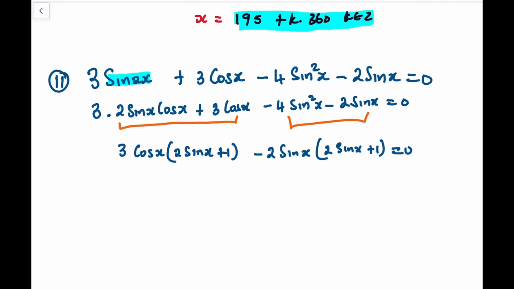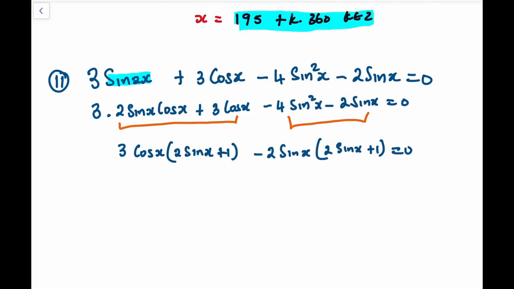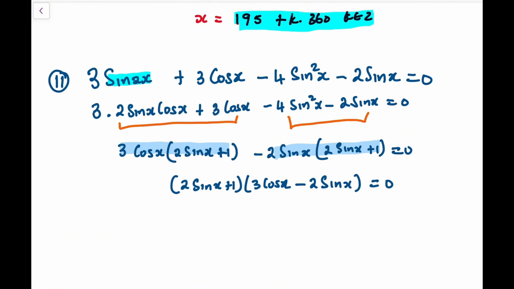Now, you will notice that we now have 2 terms after we have taken out the common factor. So this is our term number 1. This is our term number 2. Now you will realize again, among these 2 terms, there is another common factor. So the common factor now is 2 sine x plus 1, and here we will remain with 3 cos x minus 2 sine x. This is equal to 0.